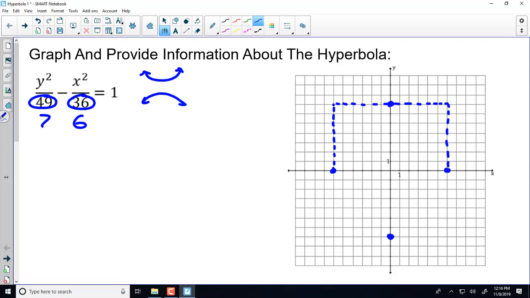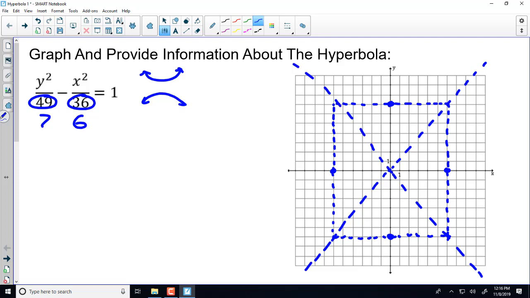I'm drawing my rectangle here with dashed lines to help me draw my hyperbola. And now, going through the corners of the rectangle and through the center, which is the origin, I'm going to draw my asymptotes. So there's one asymptote. And there's the other asymptote.